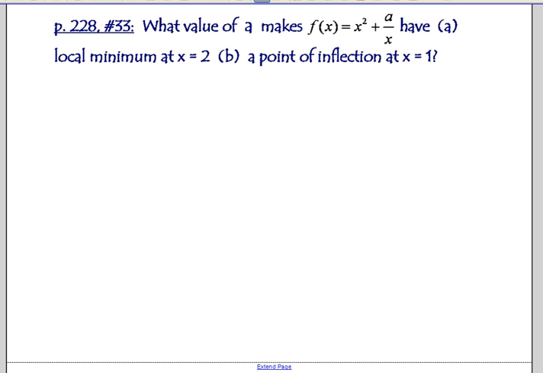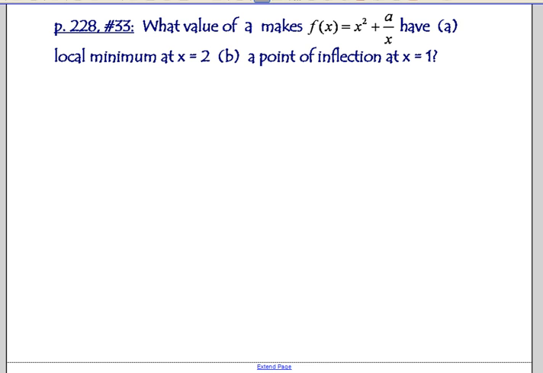All right, this is problem number 33, and the question reads, what value of a makes our function f of x equals x squared plus a over x have, and part A is a local minimum at x equals 2, and then part B is a point of inflection at x equals 1.